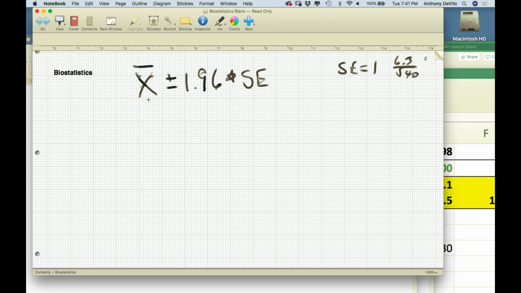So what was our mean number of beers that they carried? I think it was 42. Okay, 42 plus or minus 1.96 times our standard error, which was equal to 1. Pretty convenient, right? I was going to round this, but actually, I'm going to calculate it. What's our 95% confidence interval?